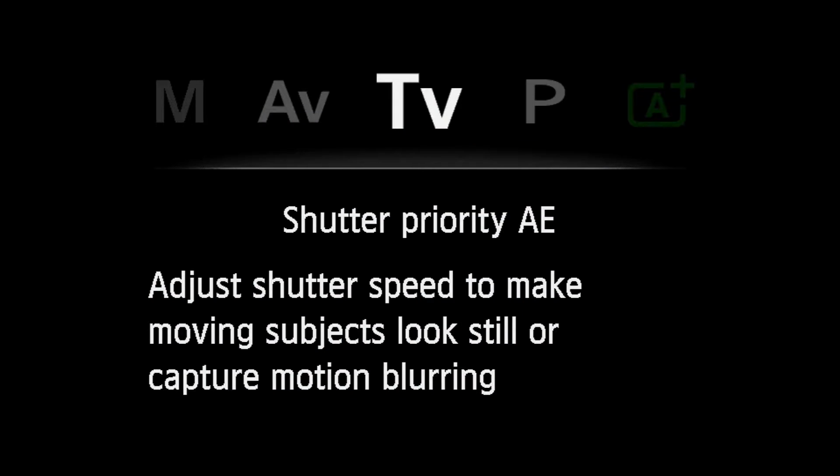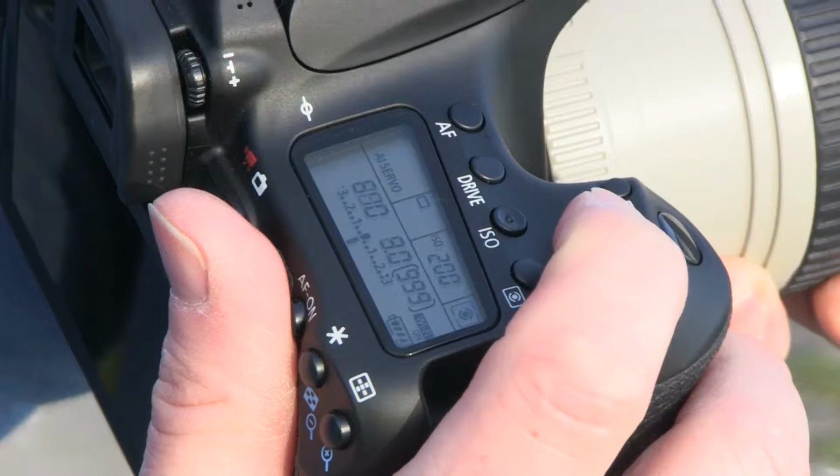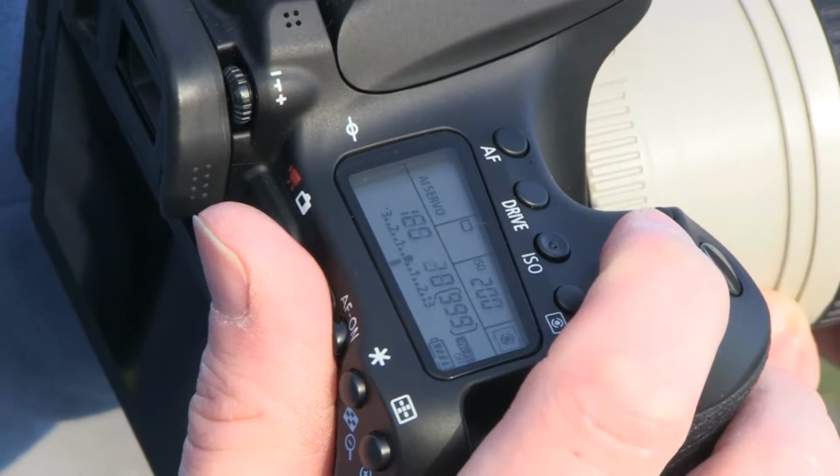In this short video we're going to look at shutter priority mode. Shutter priority mode is chosen by the dial on the top of the camera, and then we use the front dial to change the shutter speeds.